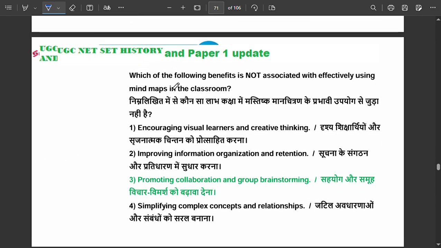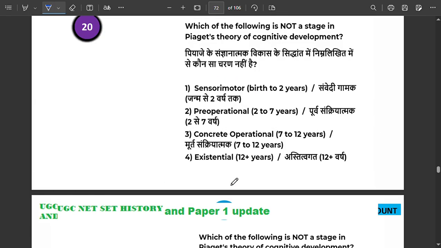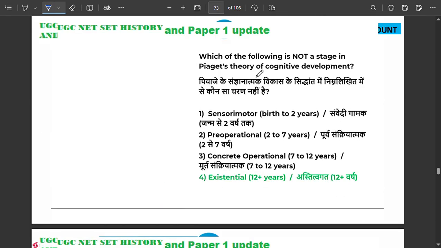Next question number 34. Which of the following benefits is not associated with effectively using mind maps in the classroom? Option number 3. Promoting collaboration and group brainstorming was the correct answer. This is not associated with effectively using mind maps in the classroom. Next question. Which of the following is not a stage in Piaget's theory of cognitive development? Option number 4. Existential was the correct answer. 12 plus, this is incorrect. Option number 4 was the correct answer.